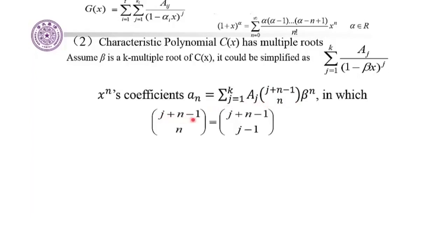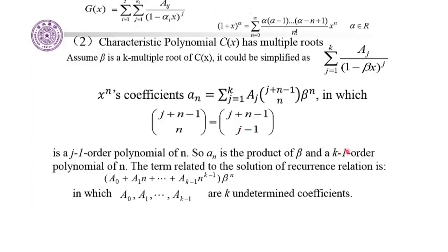Is there any simpler method? We have such a combinatorial identity that, as j is a variable, C(j plus n minus 1, n) is equal to C(j plus n minus 1, j minus 1), and j is from 1 to k. So here the highest possible power is k minus 1. So we have that this term is actually a j minus 1 power polynomial about n, and the maximum value of j is k. So an is just beta to the nth power multiplied by a j minus 1 power polynomial about n. We are more familiar with polynomials, so we no longer use combinations now. We could denote it by polynomial directly.